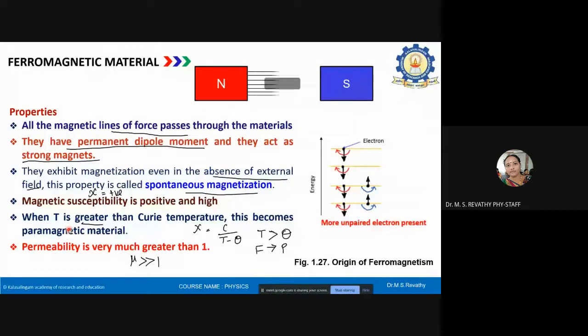Lines of force, dipole moment, strong magnets, spontaneous magnetization, susceptibility positive and high, then temperature dependent, greater than Curie temperature ferro becomes para, and permeability very much greater than 1. So from this slide itself, we would be able to identify 8 different properties of ferromagnetic material.